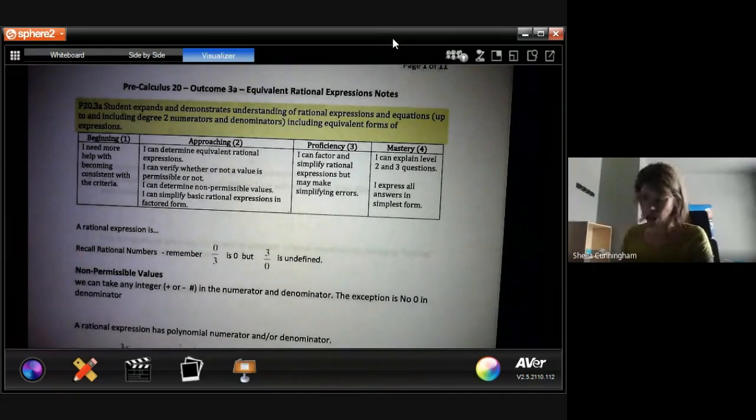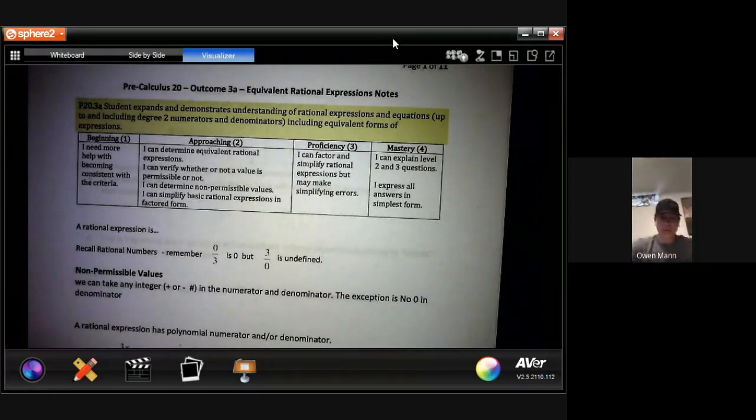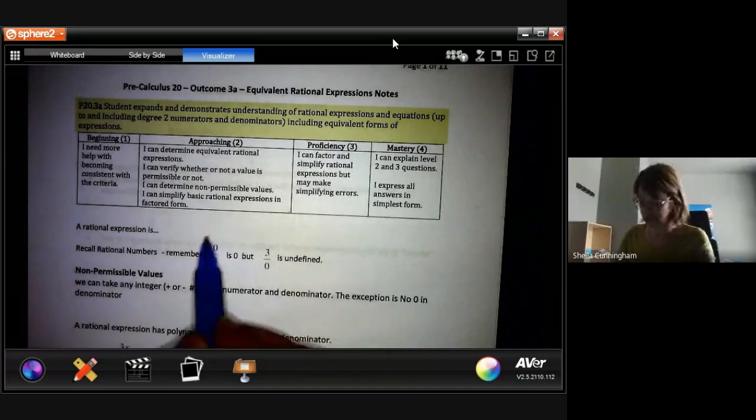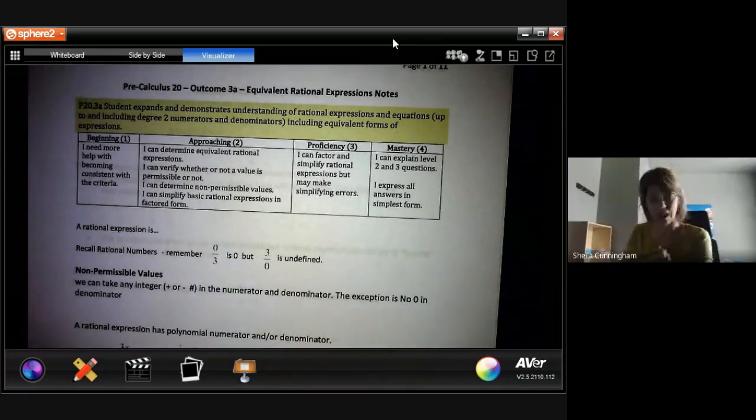Today, though, we're not going to really necessarily get into the factoring side of it. We'll save that for Monday. But we will talk about just the basics of rational expressions and some restrictions and things that can come into play.